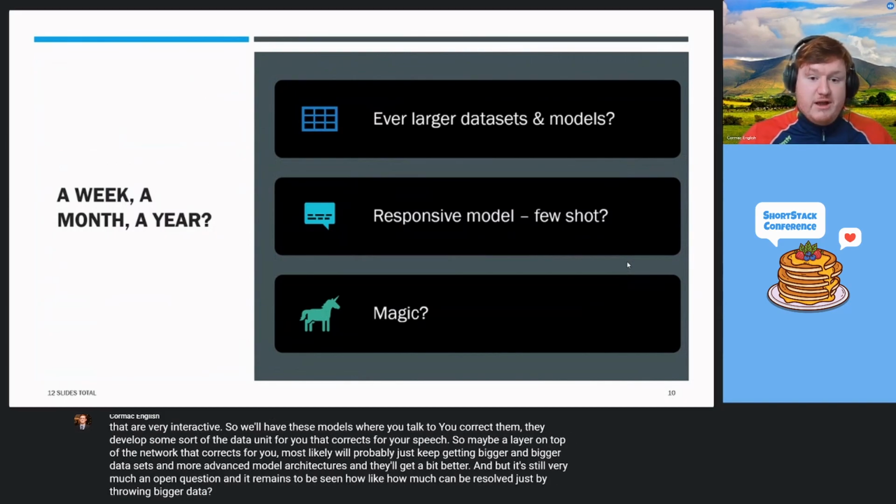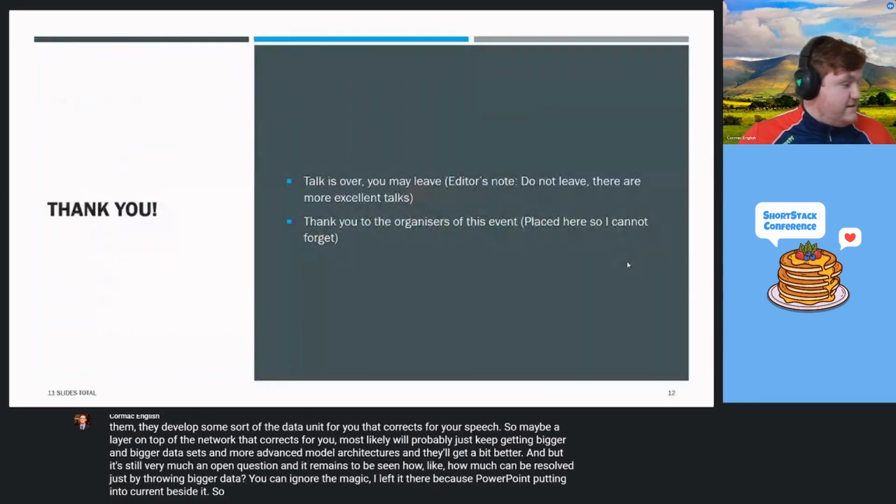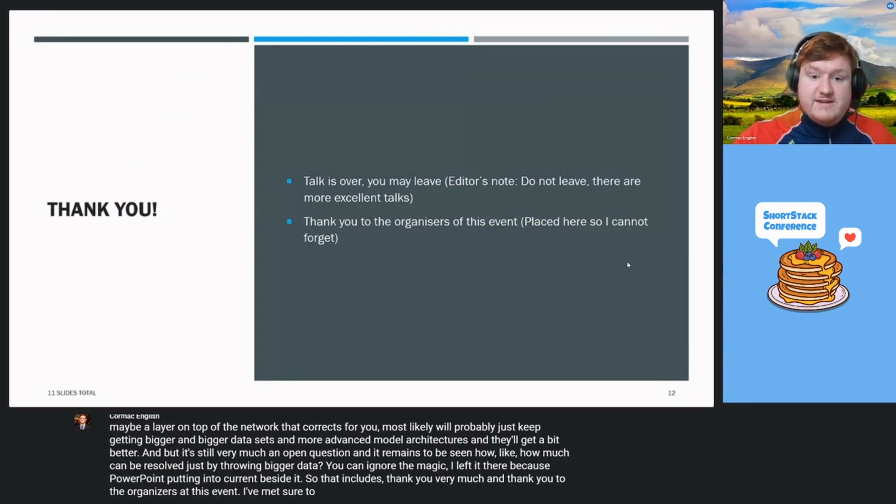You can ignore the magic. I left it there because PowerPoint put a unicorn beside it. So that concludes. Thank you very much, and thank you to the organizers of this event. I've made sure to thank them there so I can't forget. Thanks very much. No problem.